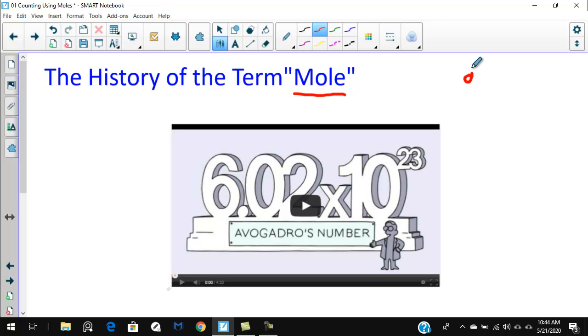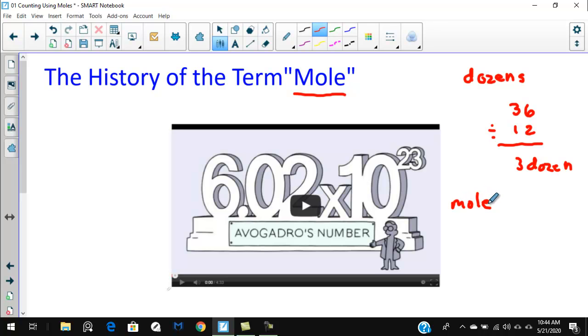If I was to ask you to count by dozens, most of you could count by dozens. Right? If I said you have 36 donuts, then we know if we divide that by the number in a dozen, which is 12, then we know we have 3 dozen. Okay? A mole is a lot like that. It's just the number that a mole means is not 12. A mole is a very large number.